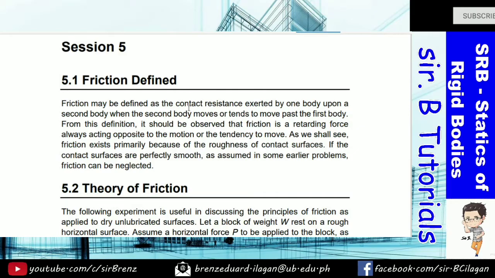Friction may be defined as the contact resistance exerted by one body upon a second body when the second body moves or tends to move past the first body. From this definition, it should be observed that friction is a retarding force which always acts opposite to the motion or the tendency to move. As we shall see, friction exists primarily because of the roughness of the contact surfaces. If the contact surfaces are perfectly smooth, as assumed in some earlier problems, friction can be neglected.